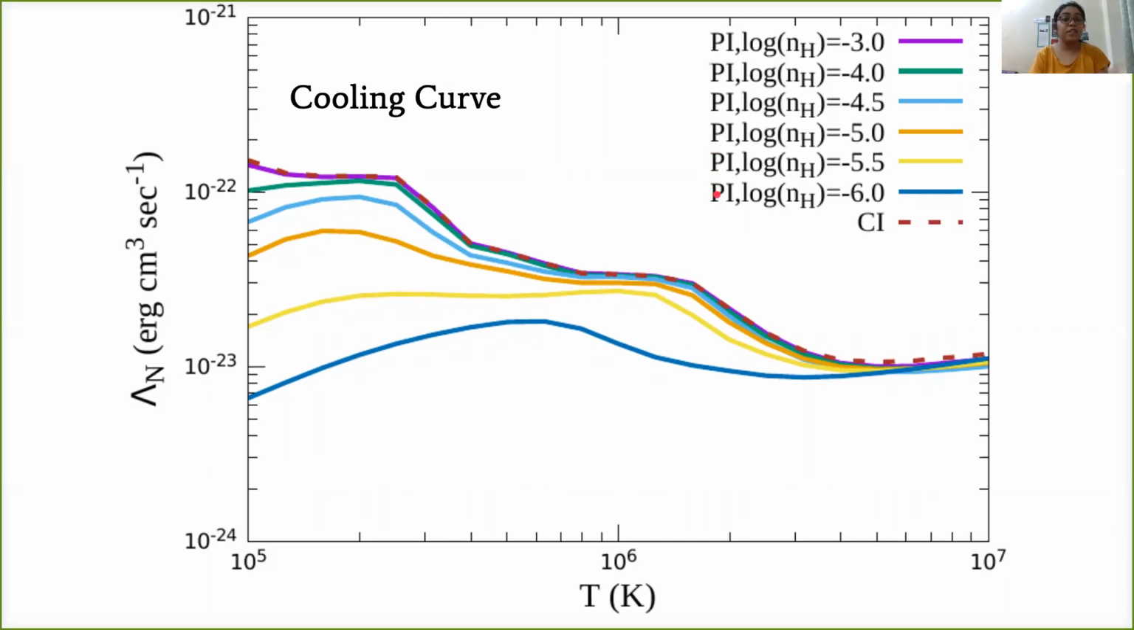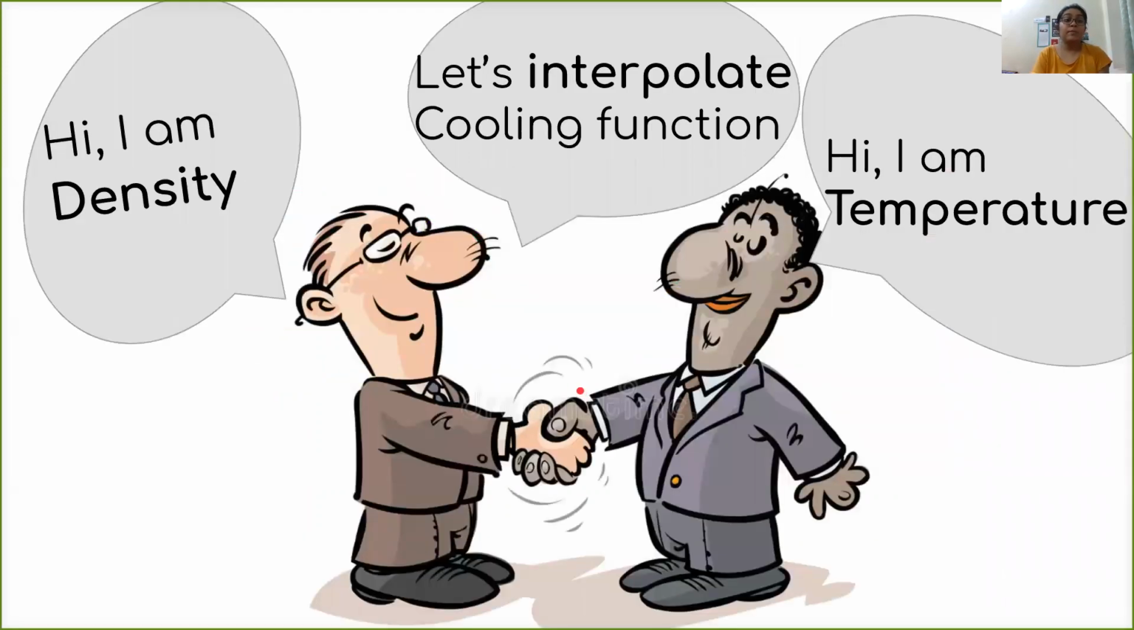As you can see, the difference between the cooling function for photoionization and collisional ionization is large in the case of lower density gas, particularly for temperature less than 10^6 Kelvin. Therefore, we use a two-dimensional interpolation scheme in density and temperature for the cooling function to iteratively solve for density and temperature for the photoionized precipitation model.